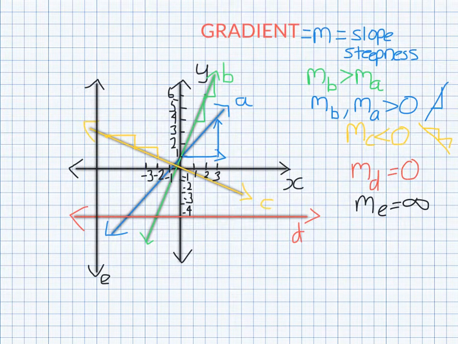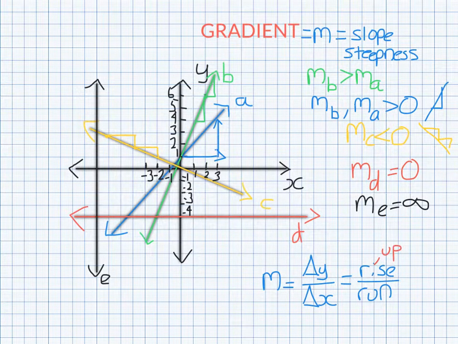So how do we actually calculate the gradient? Well, the whole point of the gradient is we want to see how much does y change, how much do we go up or down every time x changes. We usually write this as rise, how far you go up, over run, how far you go across. The rise is how far you go up. The run, the way I'm going to explain it, is how far you go to the right. That will give you just one number, it may be a fraction, and that number indicates how steep the line is.